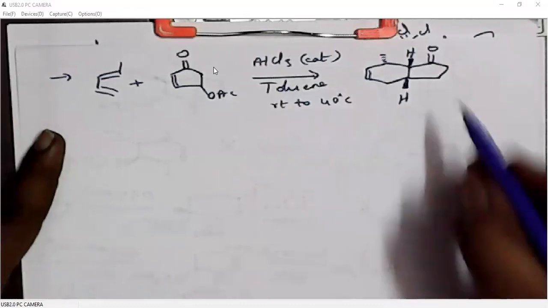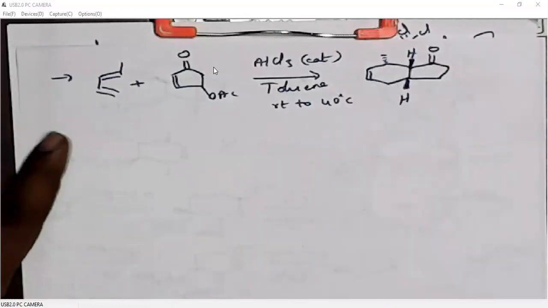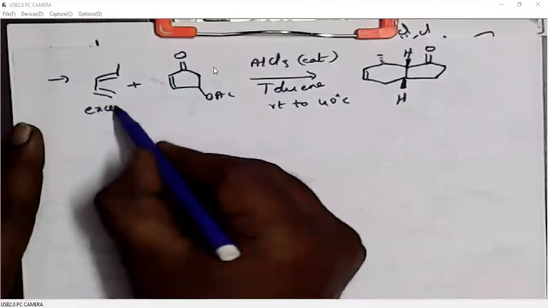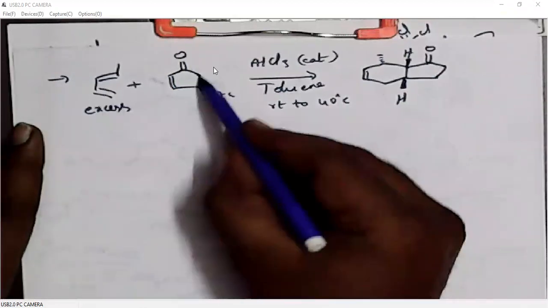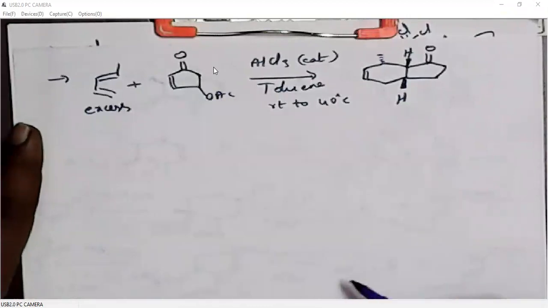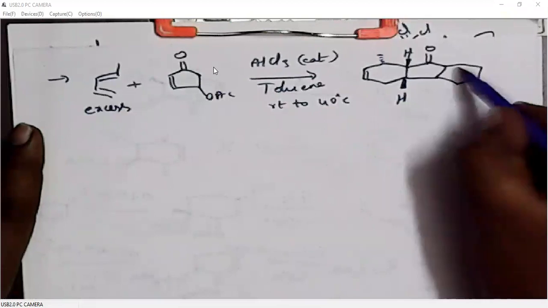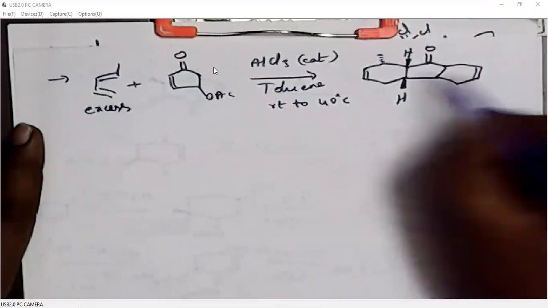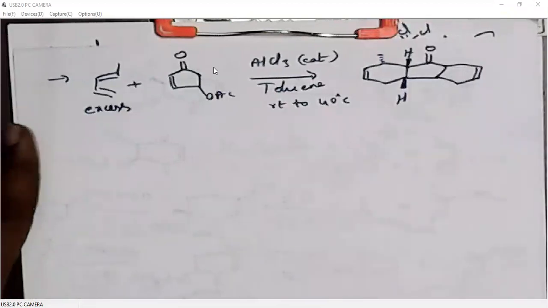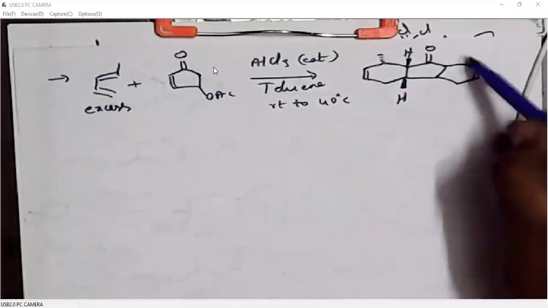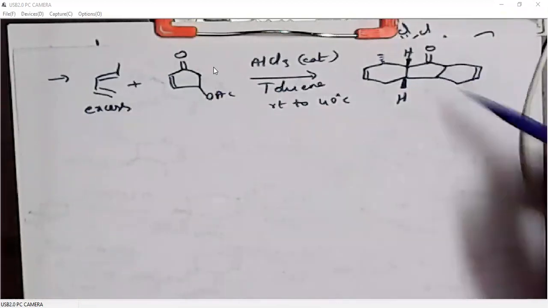So these two hydrogens will be above the plane. Now, if we take this diene in excess, we have one more double bond on this side. That means there is a possibility for a Diels-Alder reaction on this side also. So on this side again, we will get a 6-membered ring. Now, what is the stereochemistry around this methyl group and around this ring fusion?